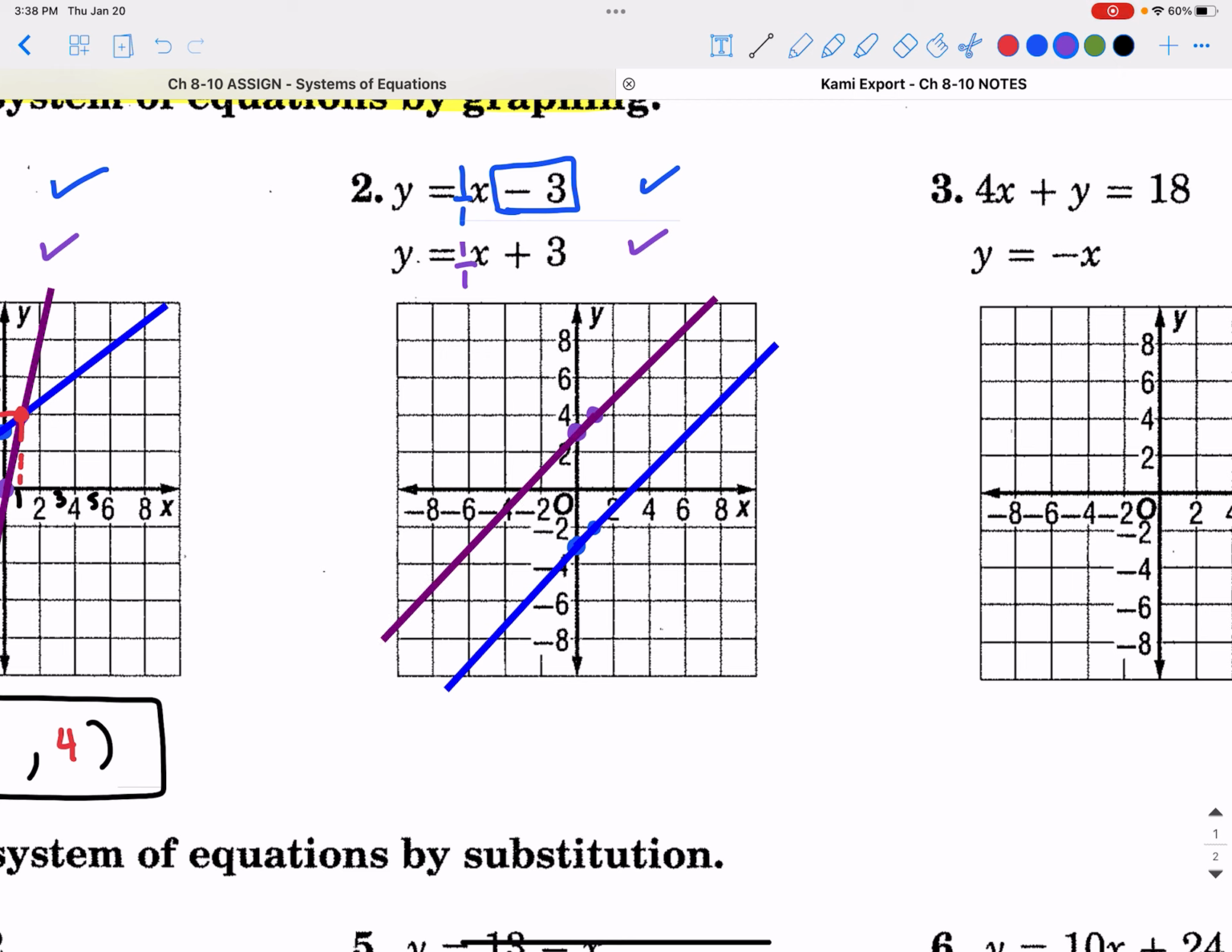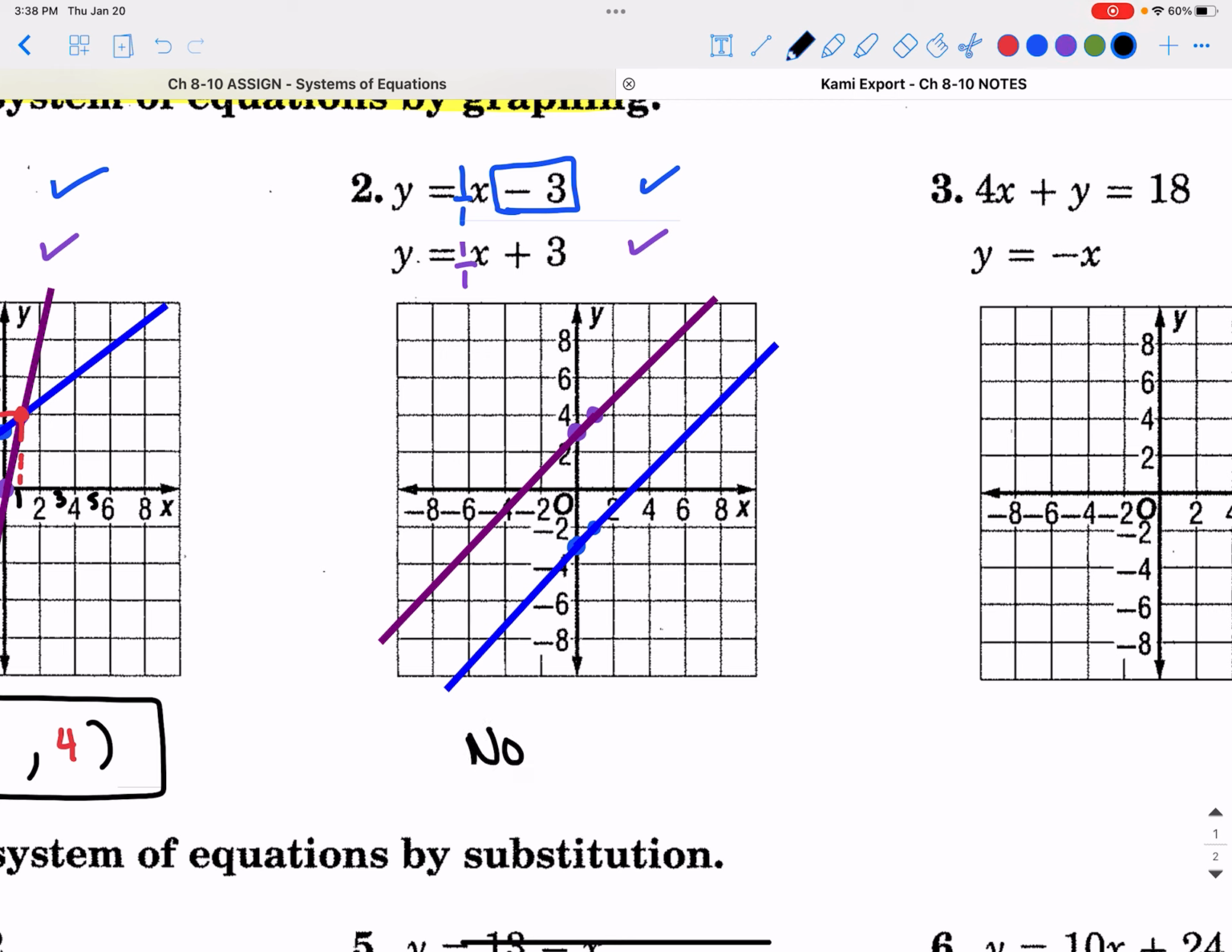Notice what kind of lines this creates. These are parallel lines. So the solution is where they cross. Are they ever going to cross? The answer is no, because parallel lines never ever cross. So the answer that you're going to circle here is the words no solution, because there is no shared point. There is nowhere where they cross.